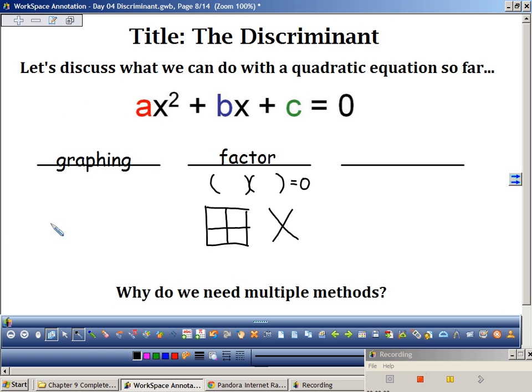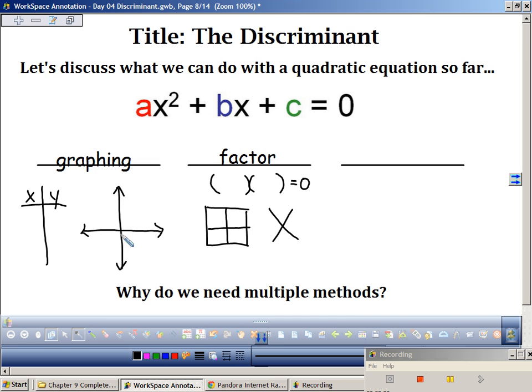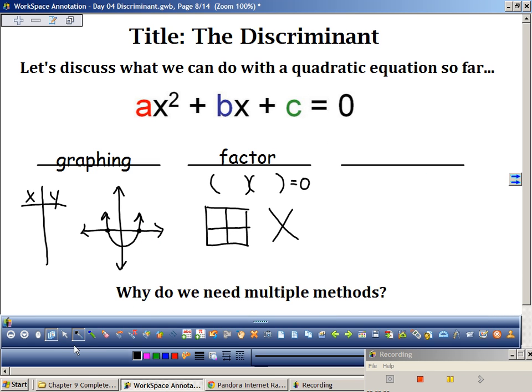So when we graphed, we actually used an XY table, and we found ourselves a parabola, and sometimes it had roots. It either had 1 root, 2 roots, or no root. Okay, so this is an example of a parabola that has 2 roots. There's a 3rd way that we've used our quadratic equation.